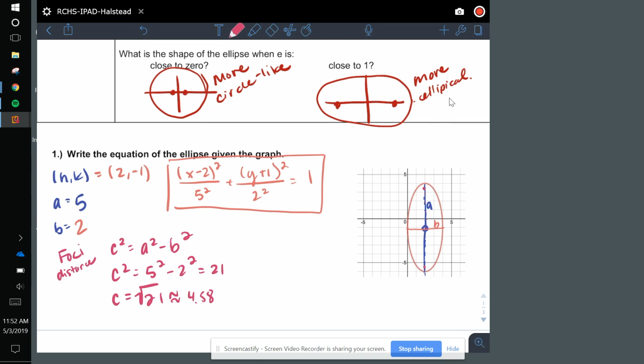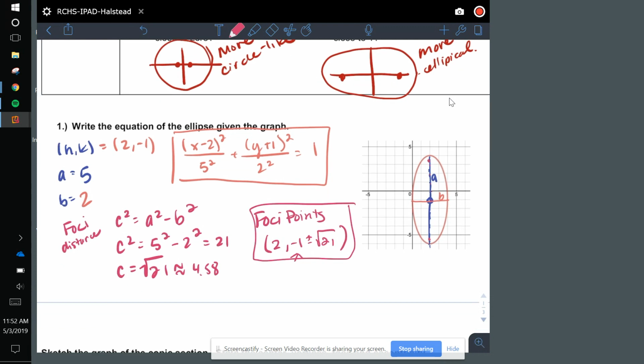If I were to write these as points, I would have 2 plus negative 1 is my center, and I'm adding and subtracting to the y, so I'm going to be plus or minus square root 21. Those are my foci points, I think.